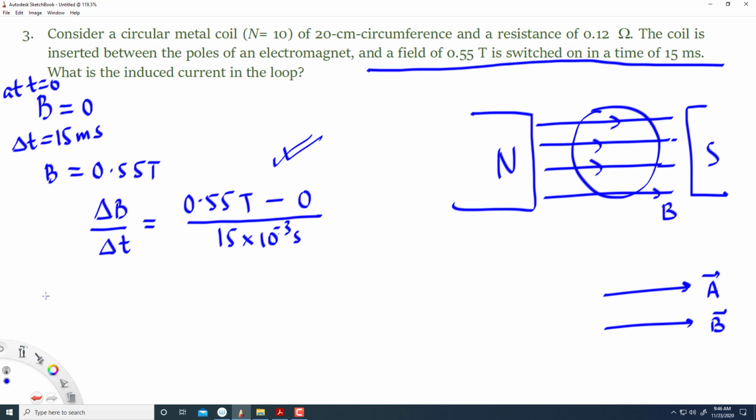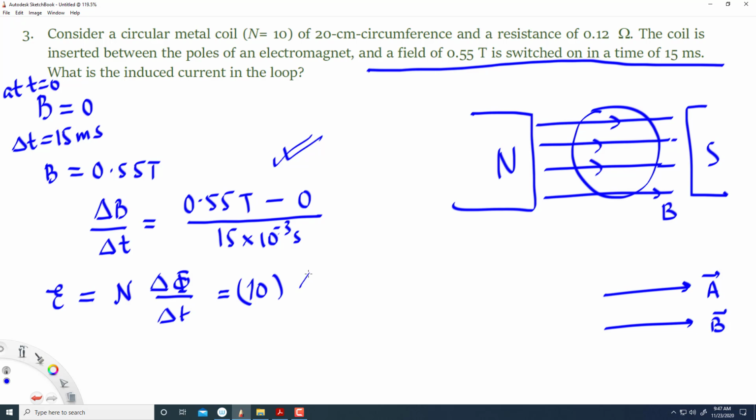So we want to find the induced current. To find the induced current, we first find E. Faraday's law is N delta phi over delta t. There is also a minus sign here, but to find the magnitude, we don't need to worry about the minus sign. The minus sign basically tells us the direction. We'll talk about the direction in the next class. Let's neglect the minus. So how many turns do we have? 10.